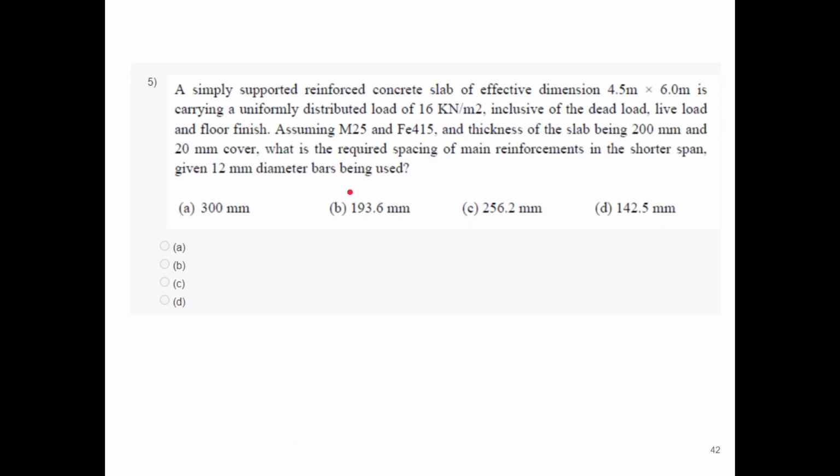Fifth question. A simply supported reinforced concrete slab of effective dimension 4.5 meter by 6 meter is carrying a uniformly distributed load of 16 kilonewton per meter square, inclusive of the dead load, live load, and floor finish. Assuming M25 and Fe415 and thickness of the slab being 200 millimeter and 20 millimeter cover, what is the required spacing of main reinforcements in the shorter span given 12 diameter bars being used? Will it be 300, 193.6, 256.2, or 142.5 millimeter?